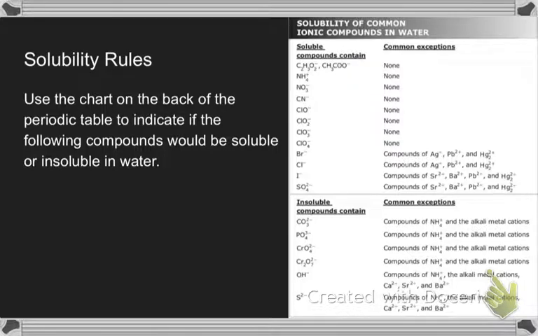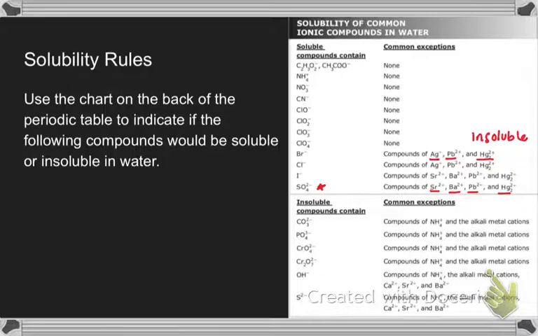However, down here, bromide ion is soluble except when it's with silver, lead, and mercury. Sulfate, for example, is usually soluble except when it's with strontium, barium, lead, or mercury. So these are the exceptions. In this case, they would become insoluble if they are part of this exception.